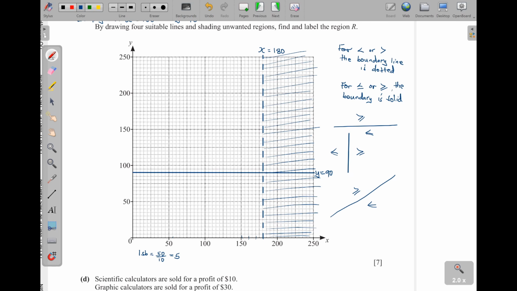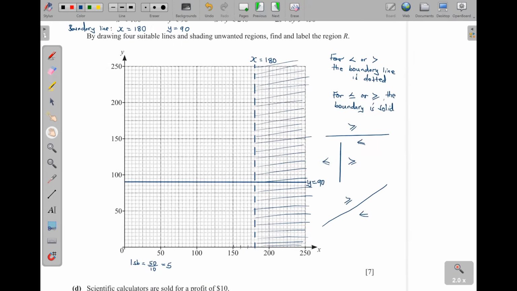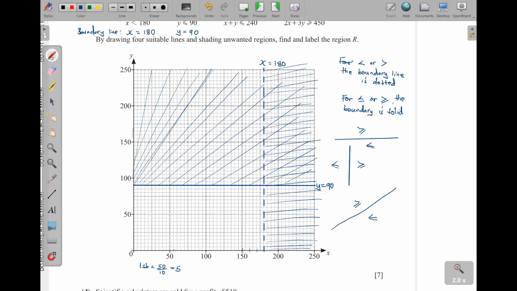Then we need the region which is less than or equal. That means the one which is above, we put it off. So I'm going to shade off this region here. Continue, shade off all of that region completely. So that is what we have there.